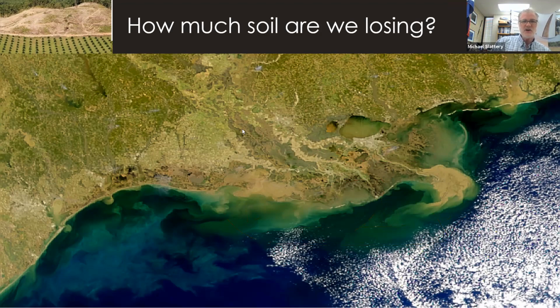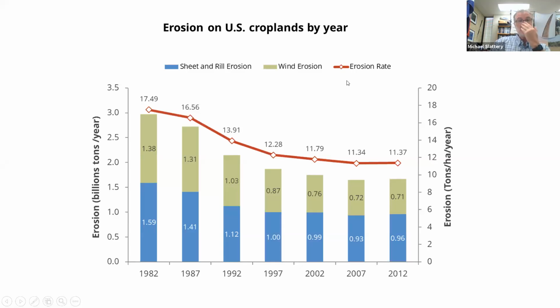Okay, a graph for you. So is the news good or not when it comes to erosion on US crops? Here's one of these diagrams that has a couple of axes. So let me just slow down here and explain what we're looking at. This is an important diagram, everybody.